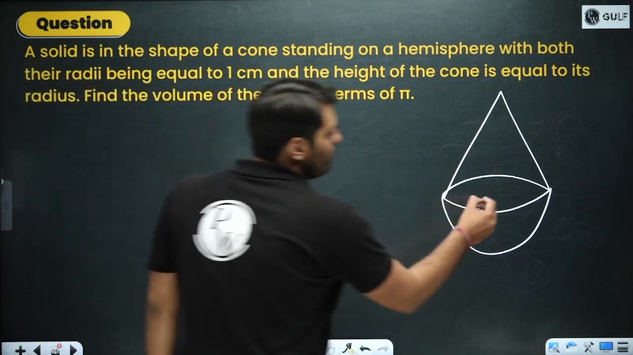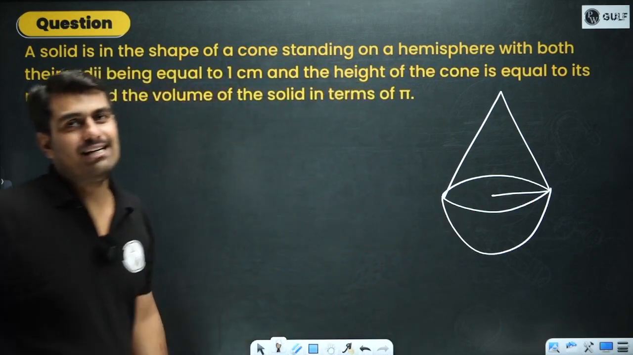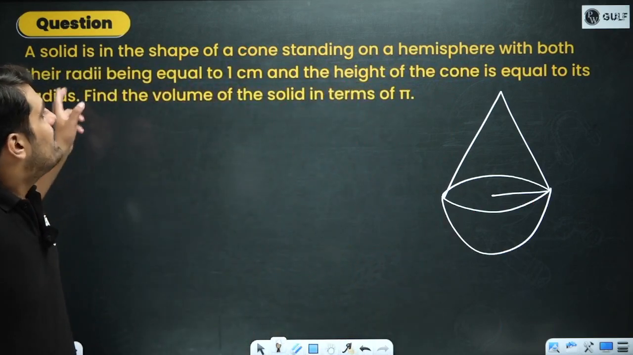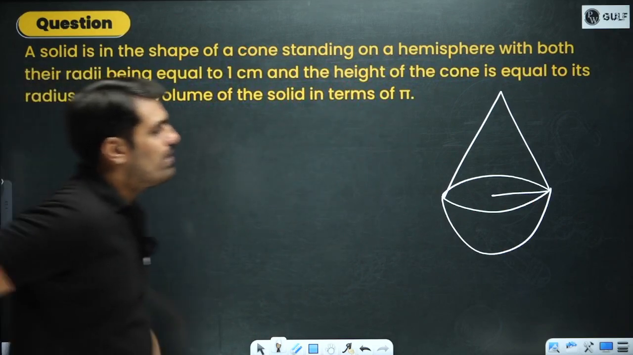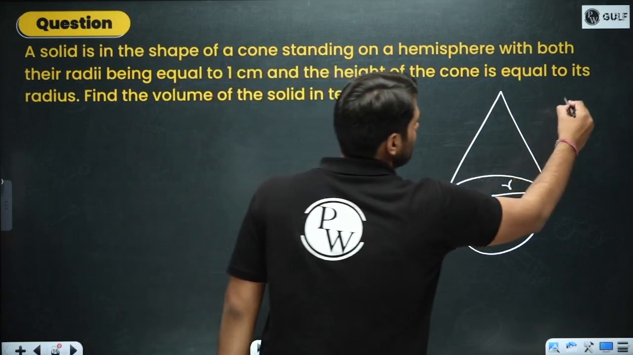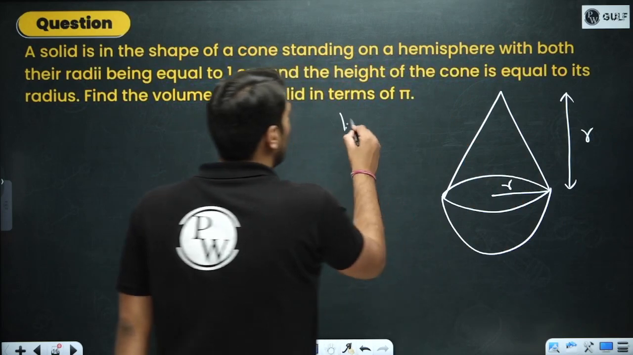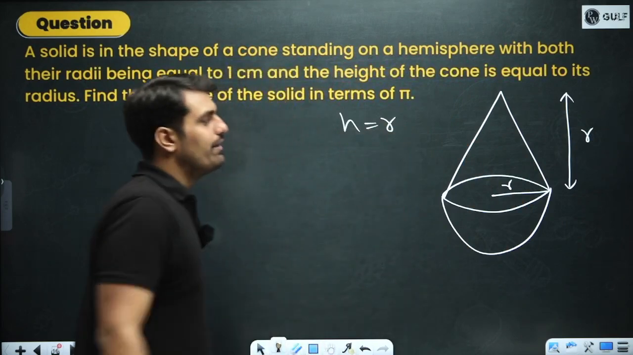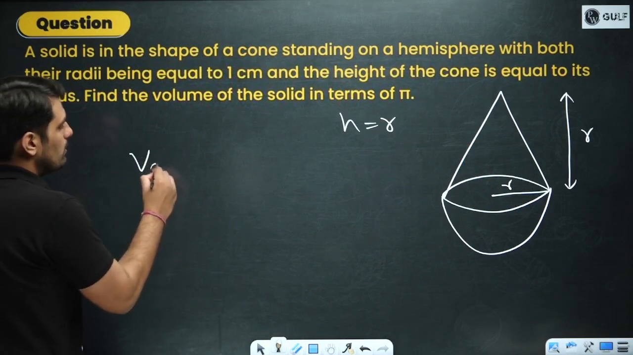Obviously, these radii would be equal. This is the radius of both the cone as well as the hemisphere, equal to 1 centimeter, and the height of the cone is equal to its radius. So whatever the radius is, the height of the cone is also equal to the radius. So h is equal to r over here. This is one thing. We need to find the volume of the solid. So volume would be what?